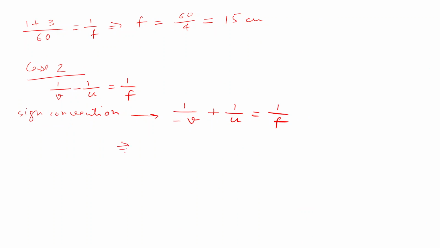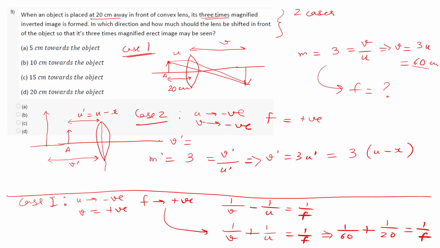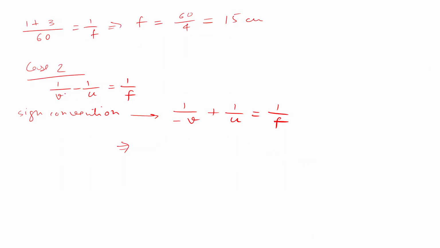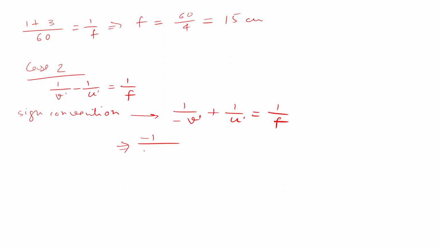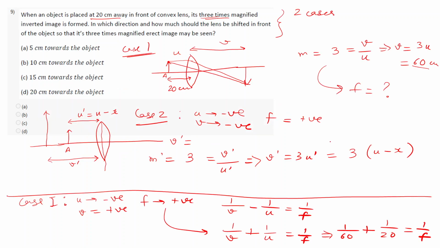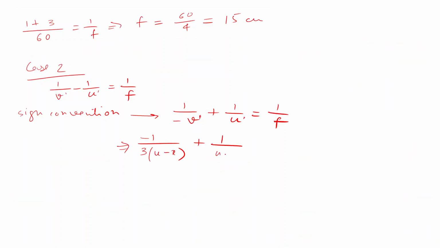Now substituting the values, V is, from here you can see that V is actually V prime, these are all prime, because this is for case 2, the distances are different. The focal length is the same. So V prime is actually 3U prime, which is 3U minus x, and minus 1 over 3U minus x plus 1 over U prime. U prime is U minus x. U minus x is equal to 1 over F, that is 15.